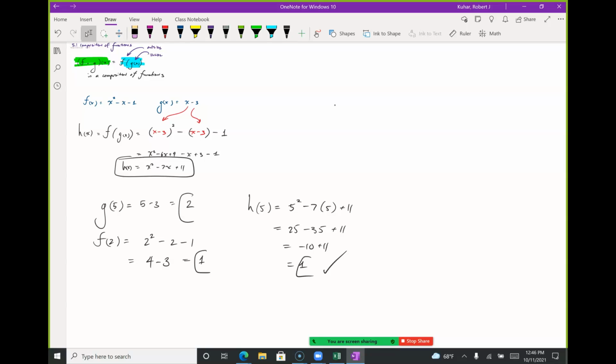Let's do another composition, okay? Let's see.